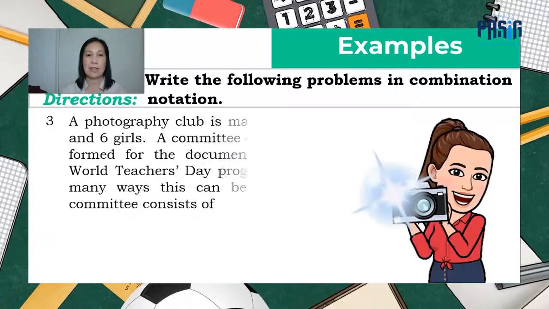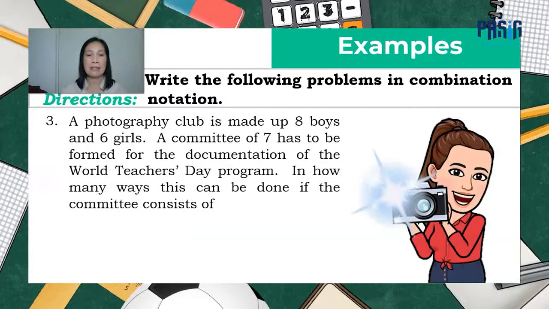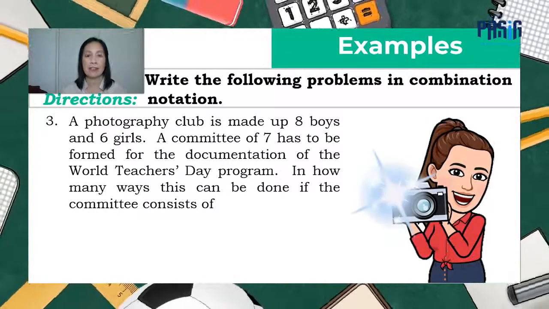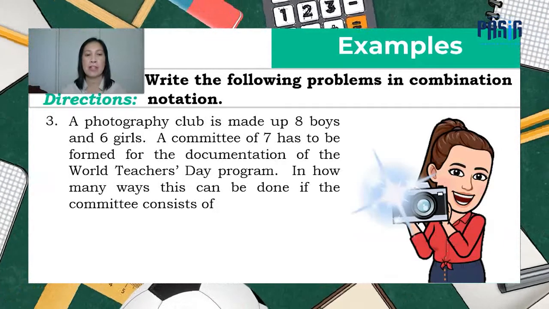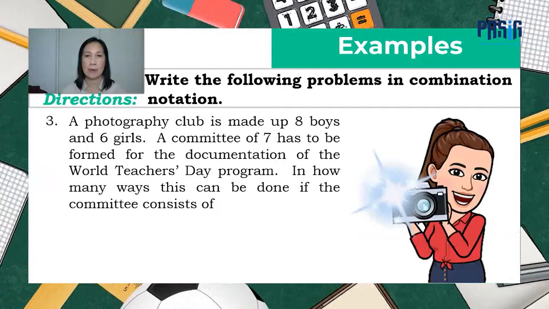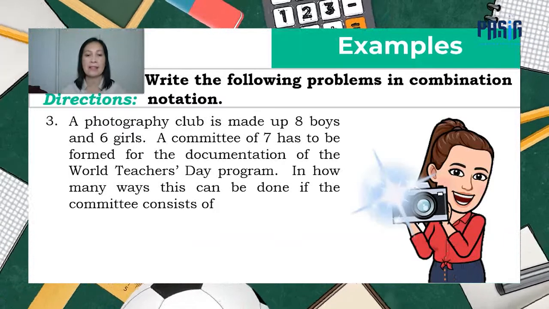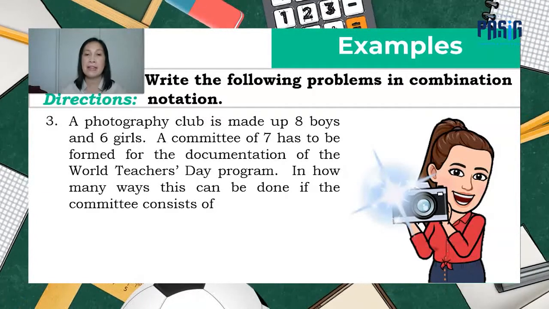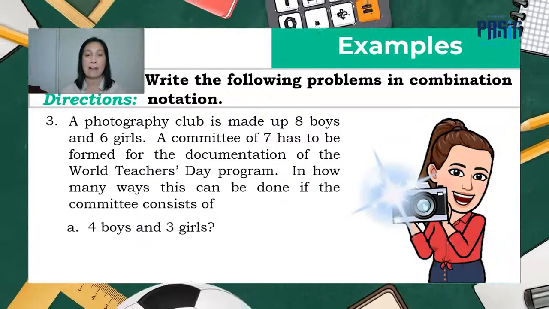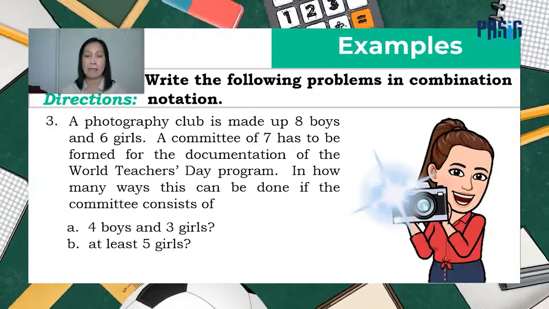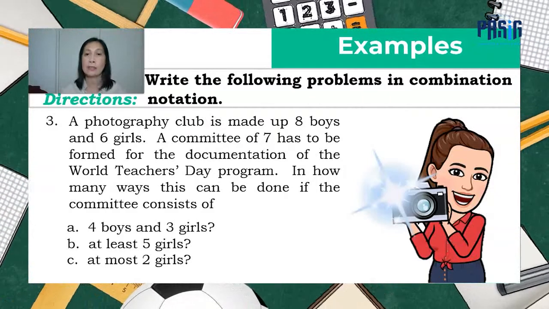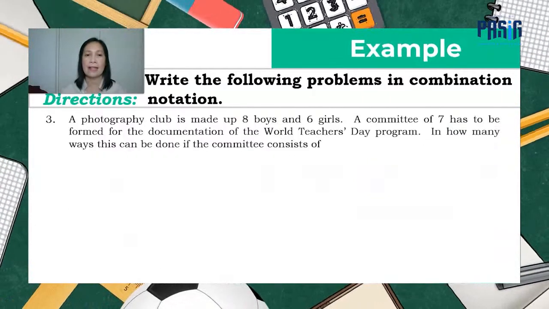Let's have number 3. A photography club is made up of 8 boys and 6 girls. A committee of 7 has to be formed for the documentation of the World Teachers' Day program. In how many ways can this be done if the committee consists of letter A, 4 boys and 3 girls, letter B, at least 5 girls, letter C, at most 2 girls. Let us have letter A.